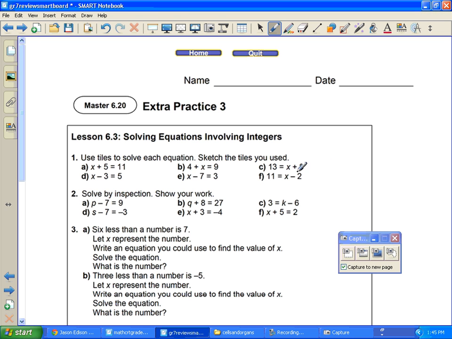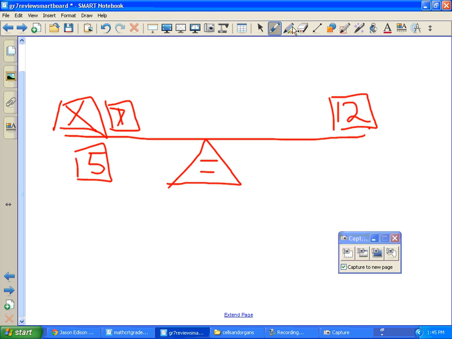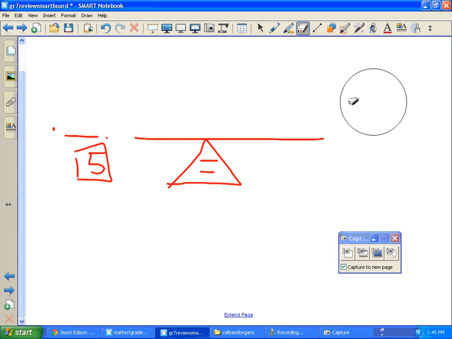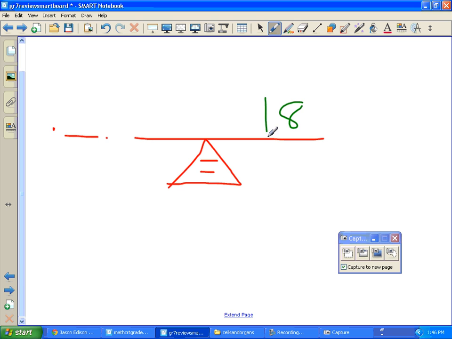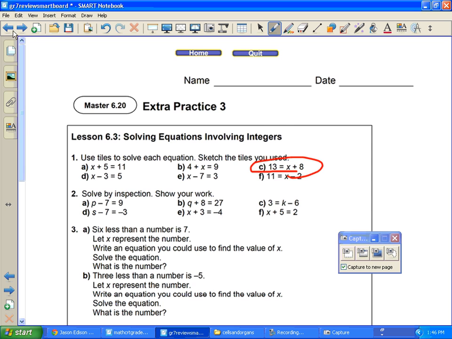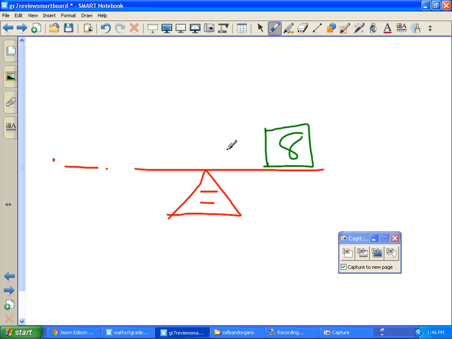13 equals x plus 8. So let's try that one. We'll go down to our lovely balance again. And of course, the answer is going to be 8. So I'm going to put 8 over here. And then I'm going to put 13 equals x plus 8. And there's x.